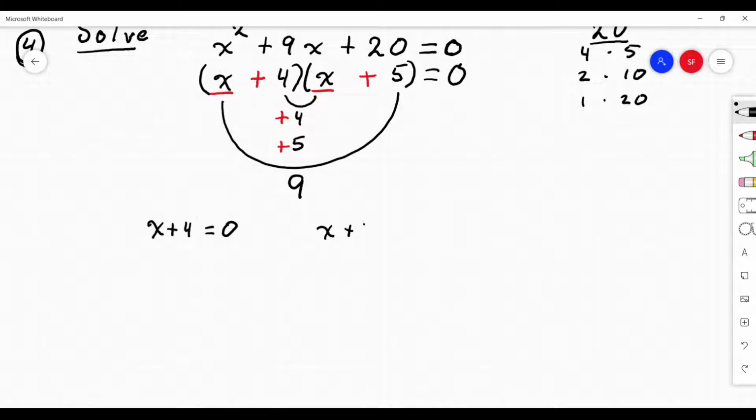And x plus 5 equals 0. And then we subtract 4 and subtract 5, and we end up with x equals -4 and -5. That's right.